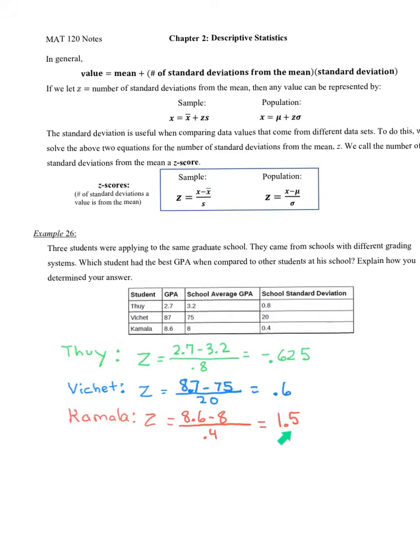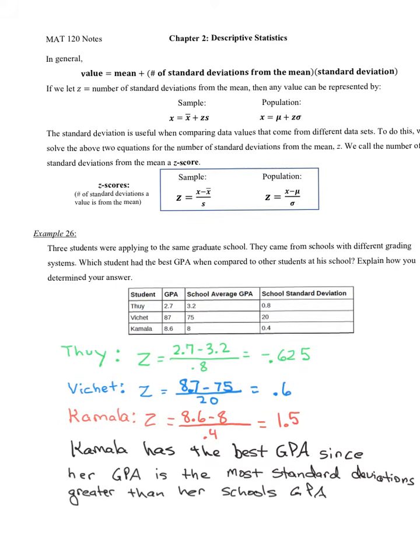her school's GPA. Our first student is a little bit under the school's average GPA. Our second student is 0.6 standard deviations above the school mean, but Kamala by far has the greatest z-score since she's 1.5 standard deviations away from the school mean. Let's move on to the next page.